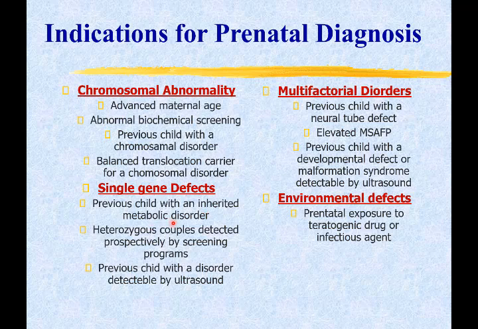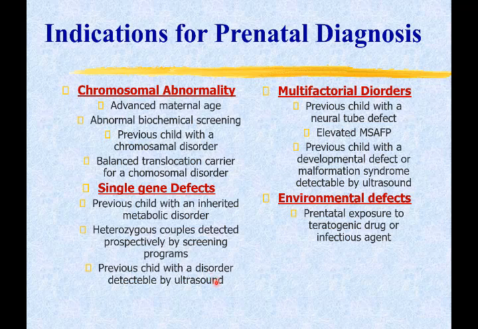Single gene defects, we have to do prenatal diagnosis when there is a previous child with an inherited metabolic disorder, for instance, PKU. Heterozygous couples detected prospectively by screening programs. In Iran, we have a screening program for beta thalassemia prior to marriage. And if both couples are carriers of beta thalassemia, it's mandatory for them to perform prenatal diagnosis of beta thalassemia.